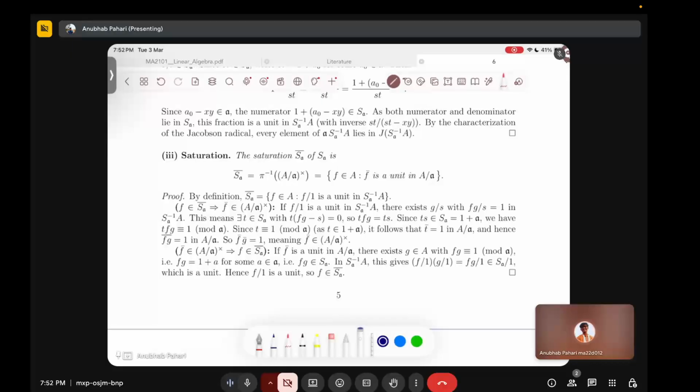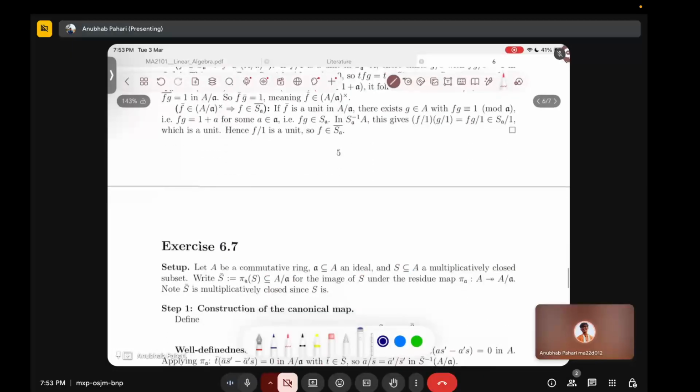Now you have to show the other part: that if f bar belongs to (A/a) cross, then f belongs to the saturation of S_A. If f bar is a unit in A/a, there exists a small g belonging to A with fg congruent to 1 mod A, that is, fg equals 1 plus a for some small a belonging to A, and that is fg belongs to S_A. In S_A inverse A, this gives f/1 times g/1 equals fg/1, which is a unit. Hence f/1 is a unit, and so f belongs to the saturation of S_A.